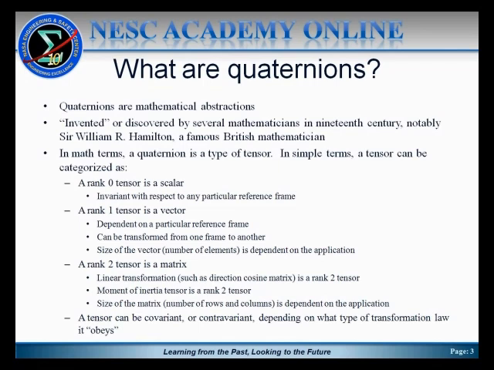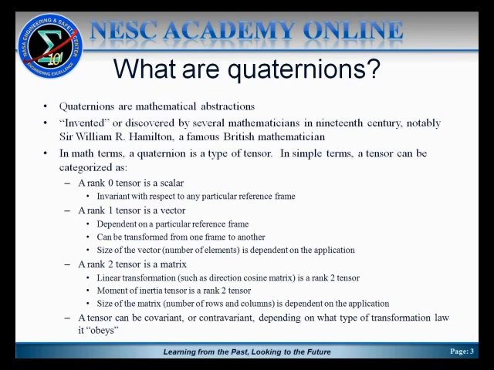In math terms, a quaternion is a type of tensor. In simple terms, a tensor can be categorized as one of the following. A rank 0 tensor is nothing more than a scalar, and that means that it's invariant with respect to any particular reference frame. A rank 1 tensor is a vector, and it is dependent on a particular reference frame.